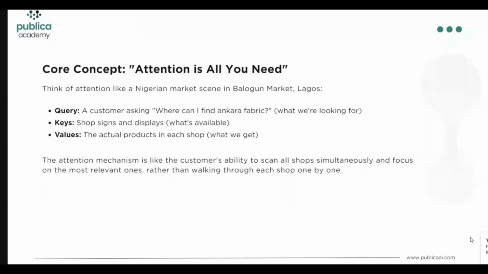A customer asking, where can I find Accra fabric? That is what we are looking for. Keys, the shop signs and display, displaying what is available, what we want to buy. Then the values, the actual product in each shop, what we got eventually. Show you.